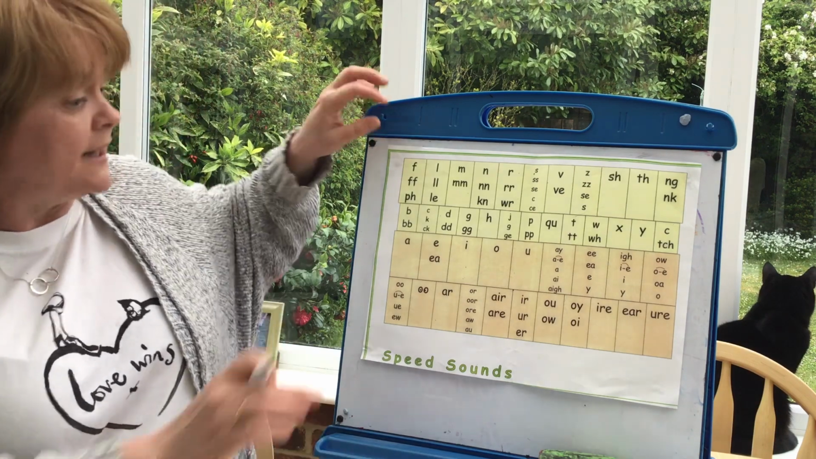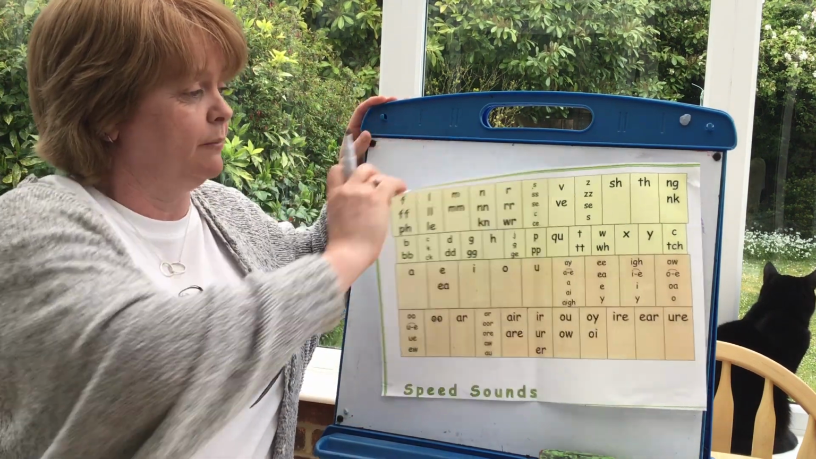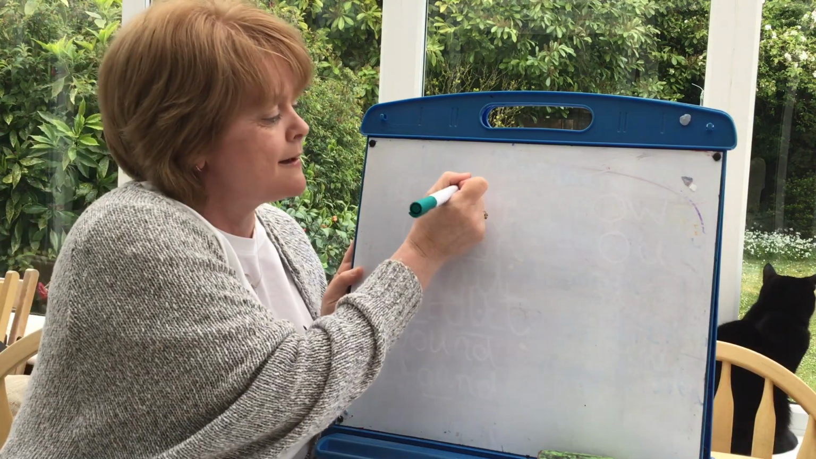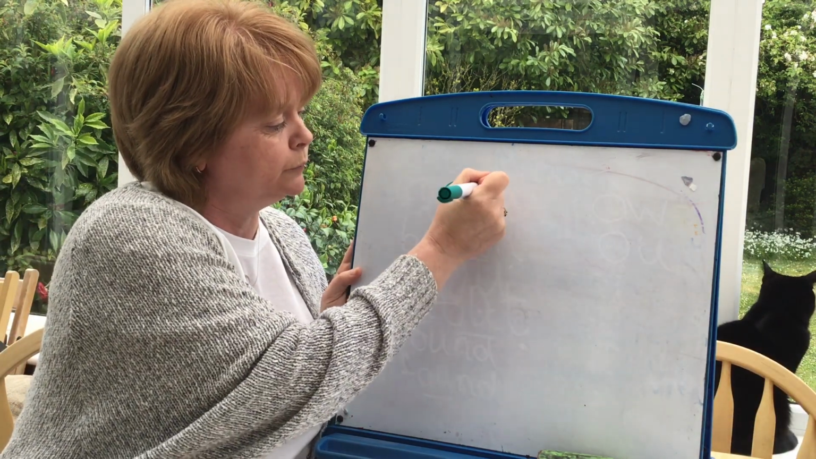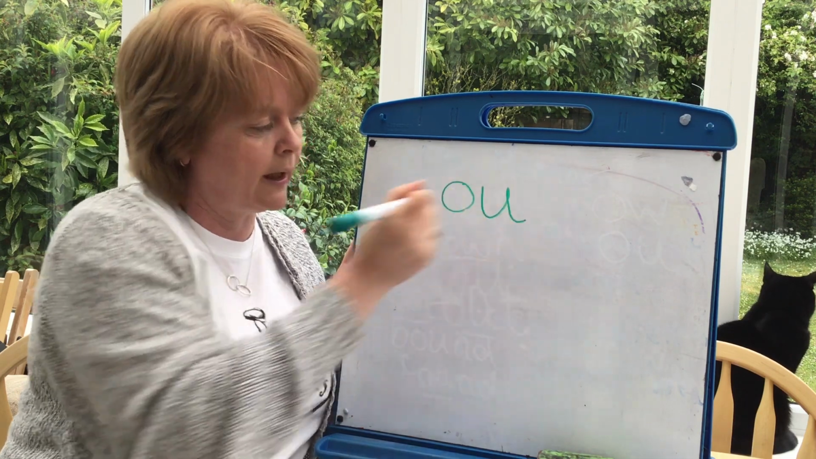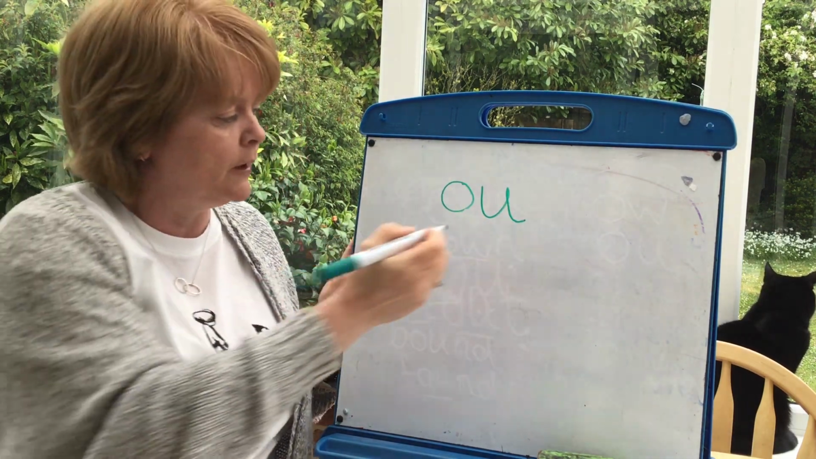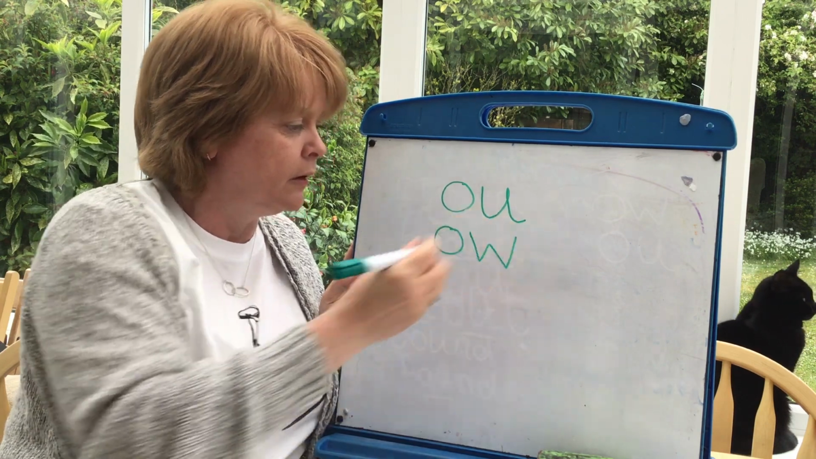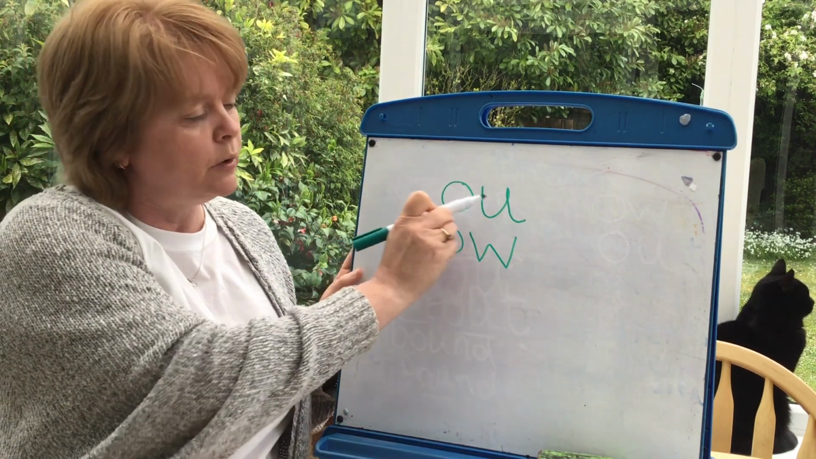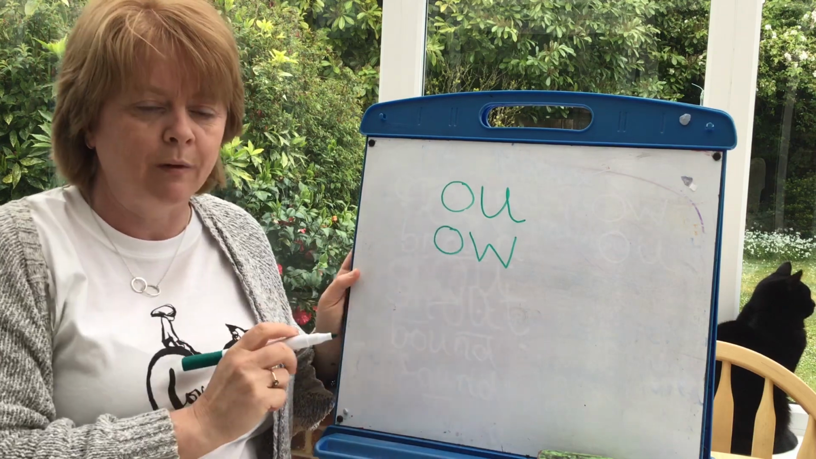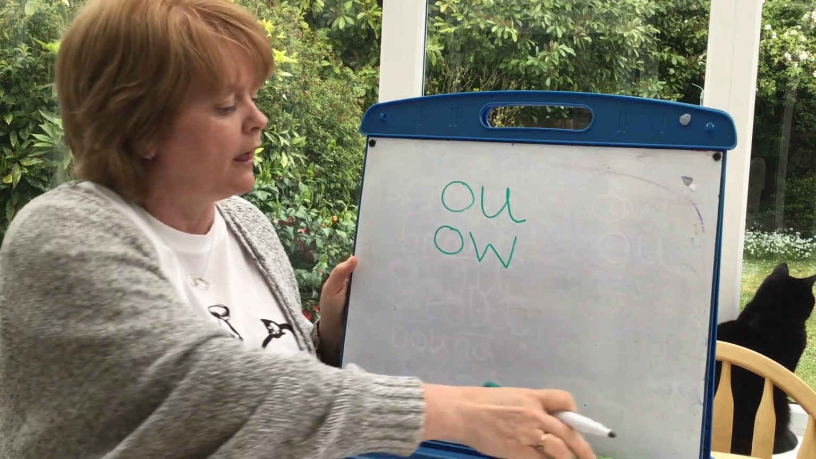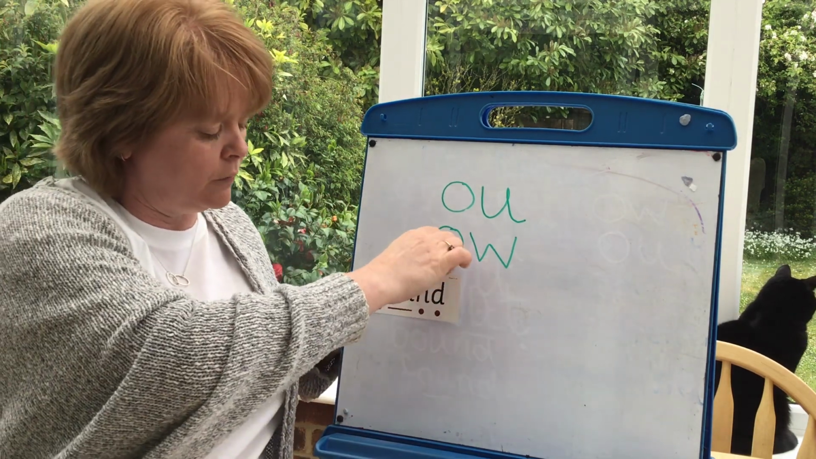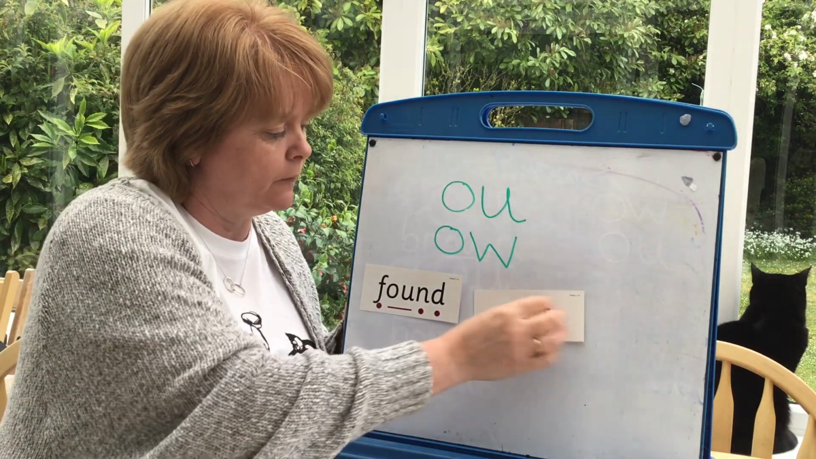So today's phoneme that we are going to be doing is ow. Okay, that's the phoneme ow, and the two different graphemes look like that. OU, OW, ow. And we have some words here with the OU in, which we'll focus on first.